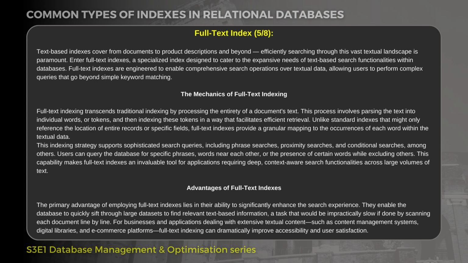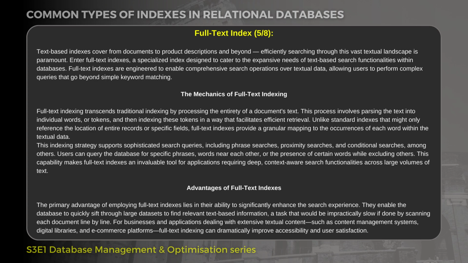This indexing strategy supports sophisticated search queries, including phrase searches, proximity searches, and conditional searches, among others. Users can query the database for specific phrases, words near each other, or the presence of certain words while excluding others. This capability makes full-text indexes an invaluable tool for applications requiring deep, context-aware search functionalities across large volumes of text.